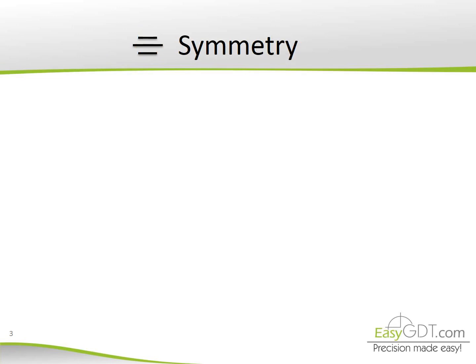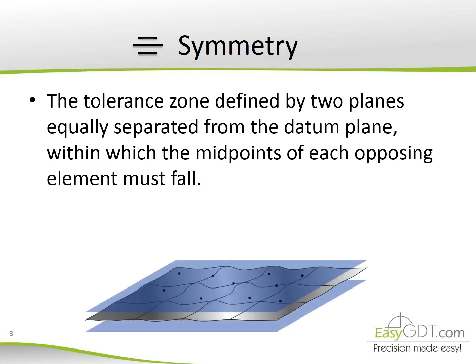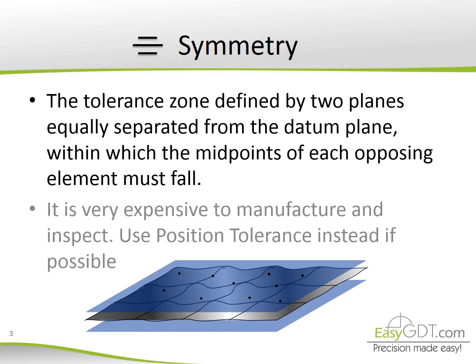Let's see first symmetry. The tolerance zone is defined by two planes equally separated from the datum plane, within which the midpoints of each opposing element must fall. It is very expensive to manufacture and inspect. Use position tolerance instead if possible.